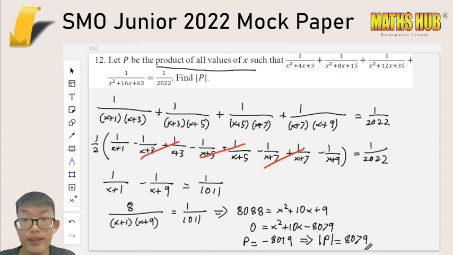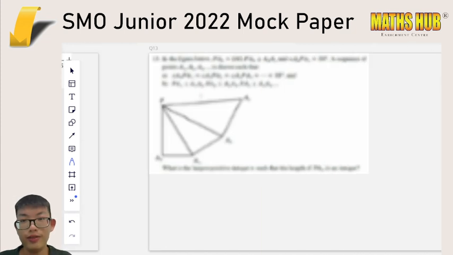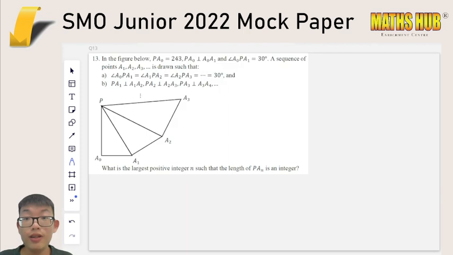Great. This is way less complicated than it may initially appear. On to question 13. So in the figure below, PA naught rather is 243. PA naught is perpendicular to A naught A1, and A naught P A1 is 30 degrees.